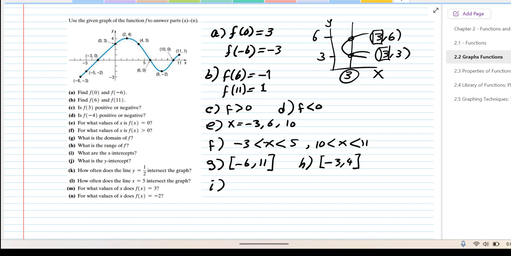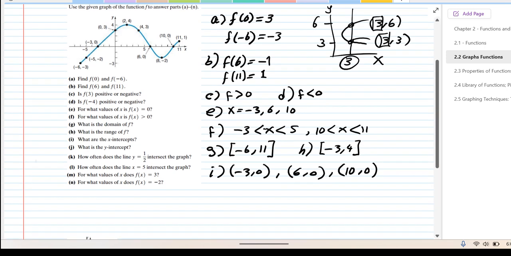In part I, what are the x-intercepts? X-intercepts are places where the graph crosses the x-axis. So it looks like we got 3 of them. The x-intercepts are at (-3, 0), the other one is at (6, 0), and the last one is at (10, 0). Notice all those have y equal to 0. So for an x-intercept, y will be 0.